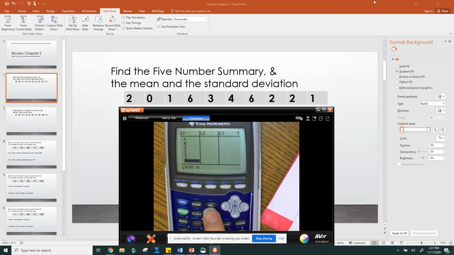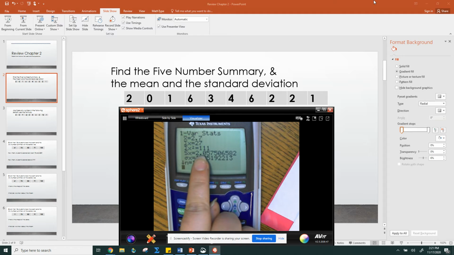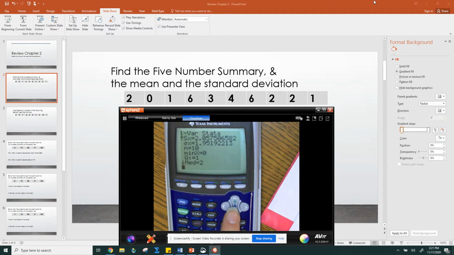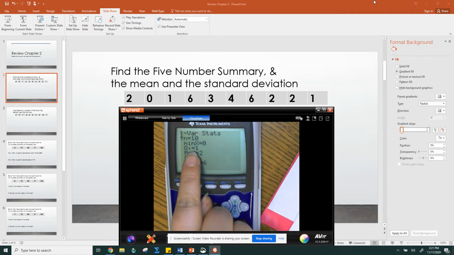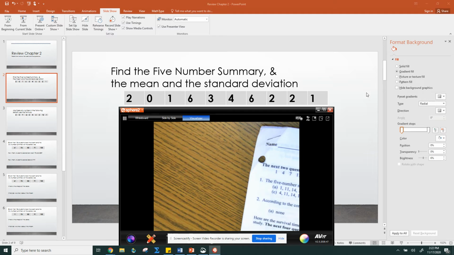Okay, now I'm going to press stat, and I'm going to move the cursor over to calculate, and I'm going to press enter on one variable stats and press enter. It gave me that my average was 2.7. S sub x is my standard deviation. If I go down, it tells me that my minimum value right here is 0. My quartile 1 is 1. My median, my quartile 2 was 2. My quartile 3 was 5. And my max is 6. So it gives me my 5-number summary, the mean, and the standard deviation in the one variable stats. Okay, so that's that.